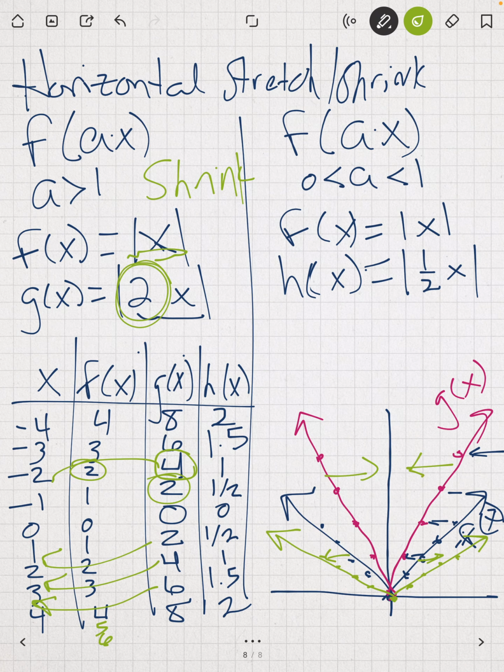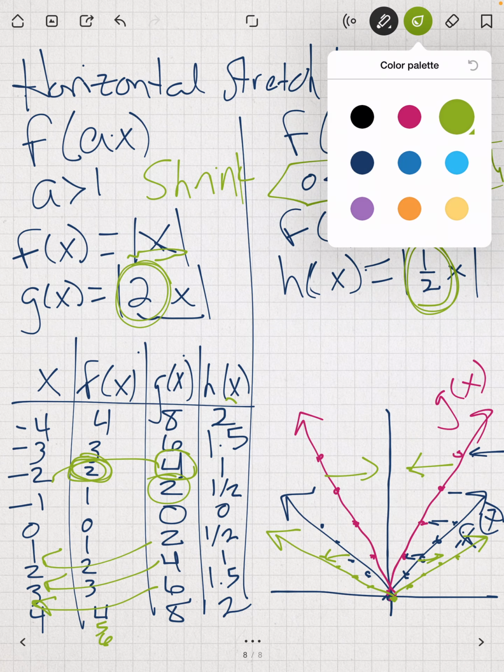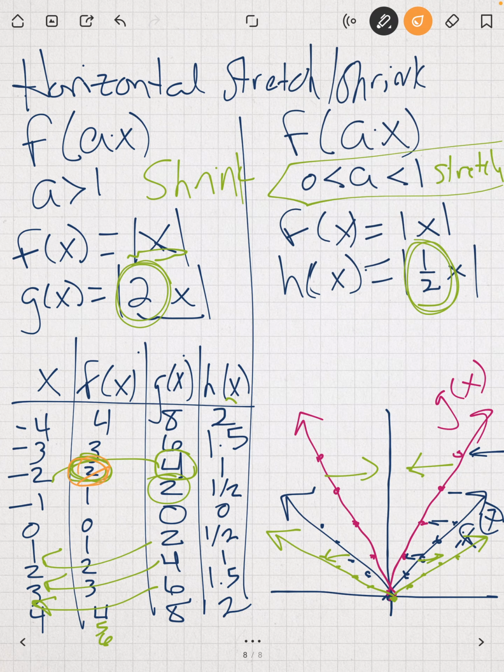And then if it's between 0 and 1, we call that a stretch, because now things take twice as long to get there. Because before we were at 2 at -2, but let me pick a different color because now it's getting hard to see. Before we were at 2 at -2. Now we don't get there till 4. Or at 1, we were at 1, but now we only get to a half, and so we end up stretching out.